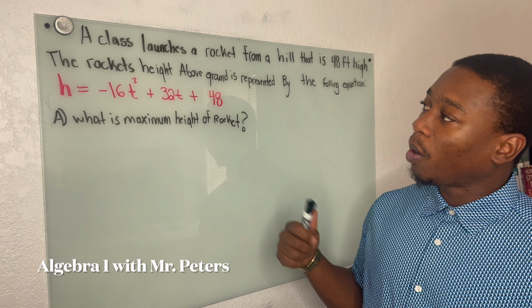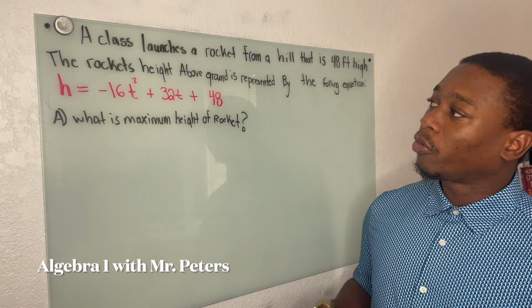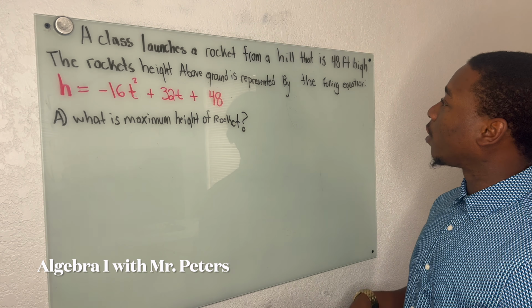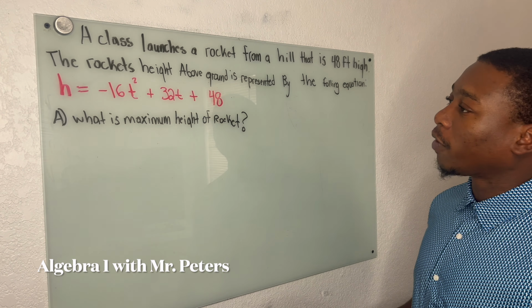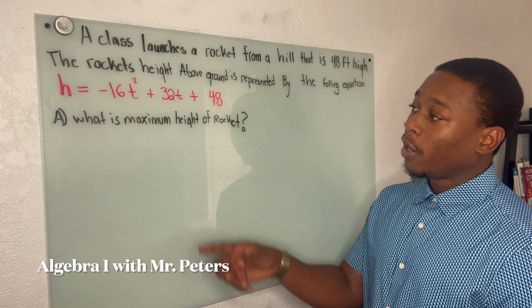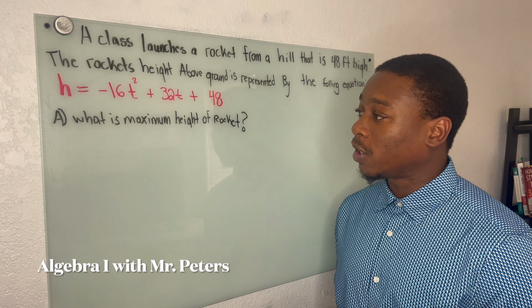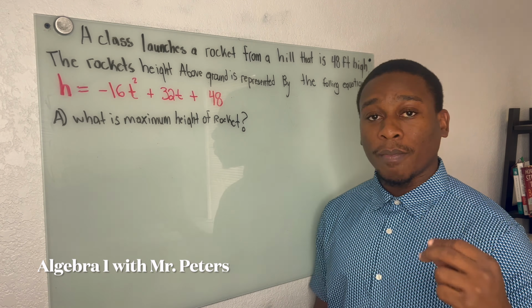What's good, everybody? Today we're talking about quadratic word problems, and our problem reads the following. A class launches a rocket from a hill that is 48 feet high. The rocket's height above ground is represented by the following equation. And they give us the quadratic equation, and the key question they're asking us is, what is the maximum height of the rocket?